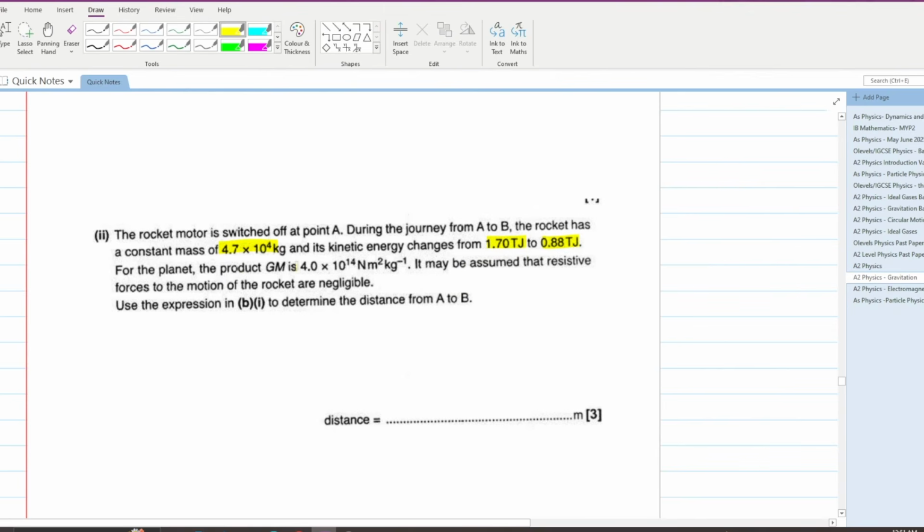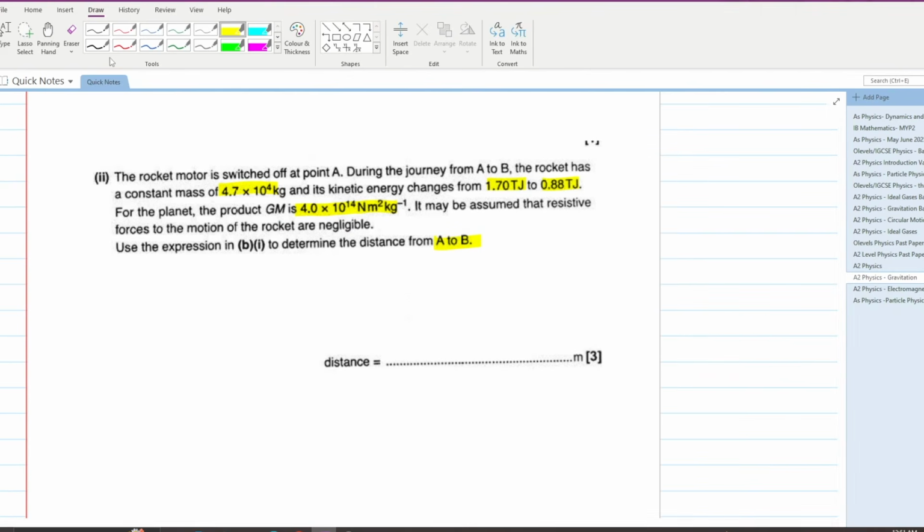For the planet, the product Gm is this. It may be assumed that the resistive force due to motion are negligible. Use your answer in B to calculate the distance from A to B. Okay, बेटा इसमें सिर्फ सिंपल सी क्या चीज़ करनी है, मुझे पता नहीं एग्जामिनर ने सवाल इतना आसान क्यों दिया है.